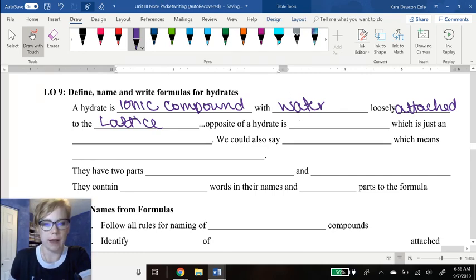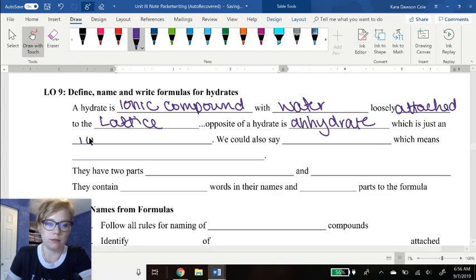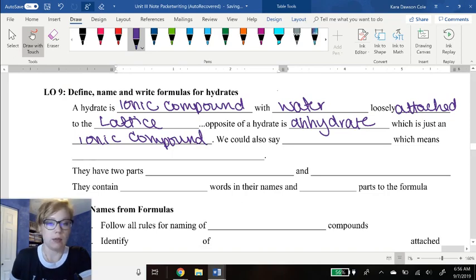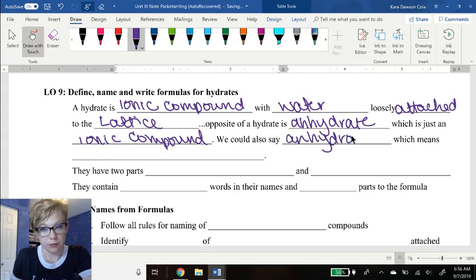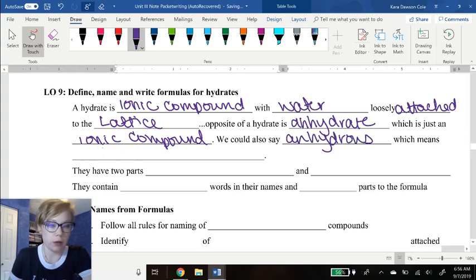The opposite of a hydrate is an anhydrate, which is just an ionic compound. So you've been naming ionic compounds all week. We could also say, instead of anhydrate, anhydrous, which means without water.